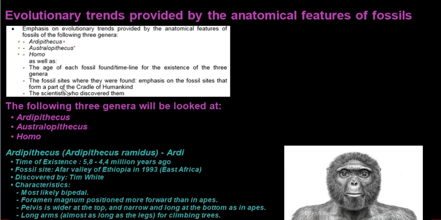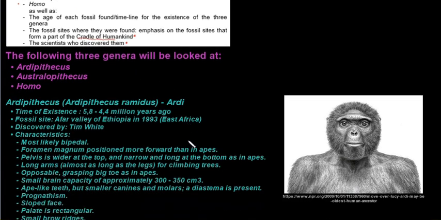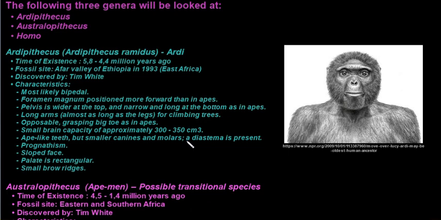Then we'll also be looking at the fossil sites where they were found, with specific emphasis on the fossil sites that form part of the Cradle of Humankind, and then the scientists that discovered them. So here, pay special attention to the ones that were found at the Cradle of Humankind, and that is in South Africa for those of you that don't know. Now, the three that we'll look at, like I mentioned before, are Ardipithecus, Australopithecus, and then Homo.